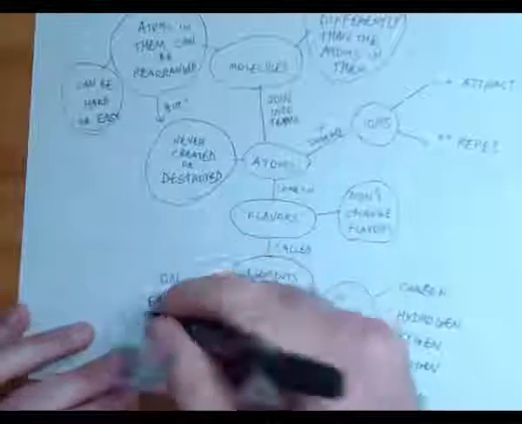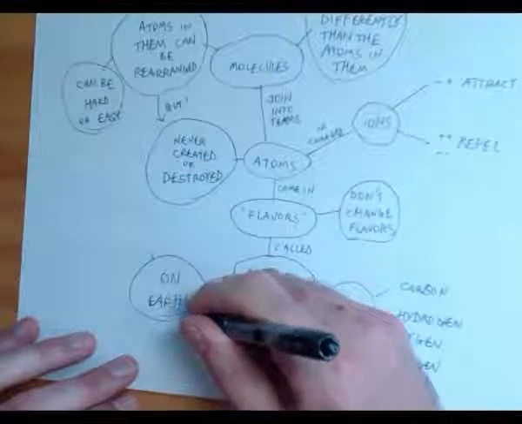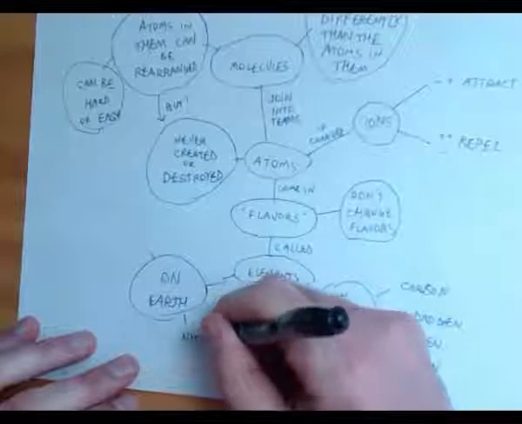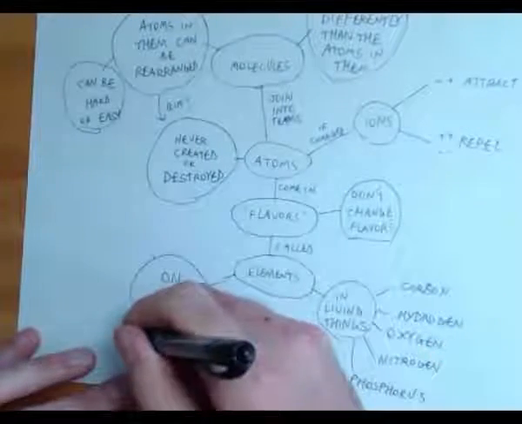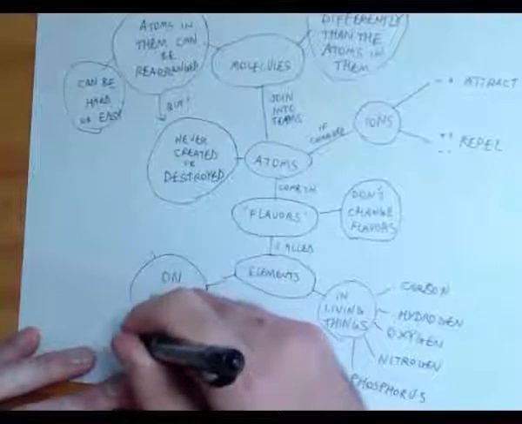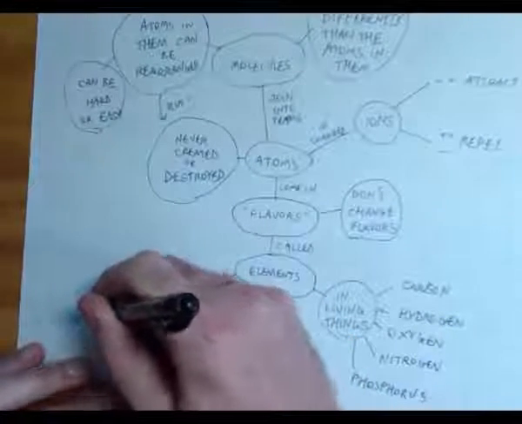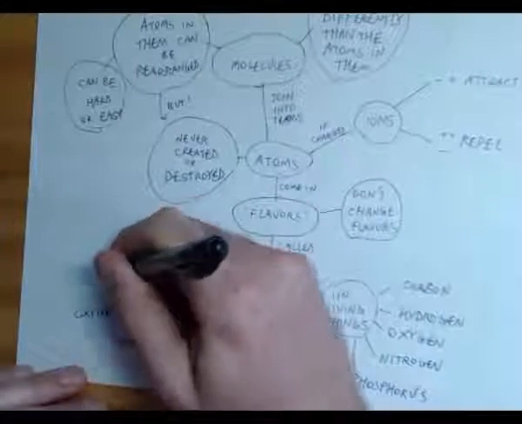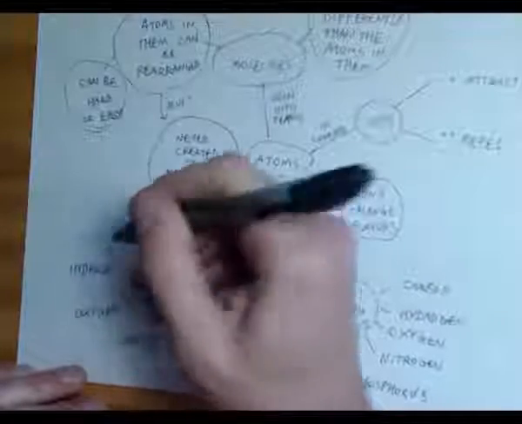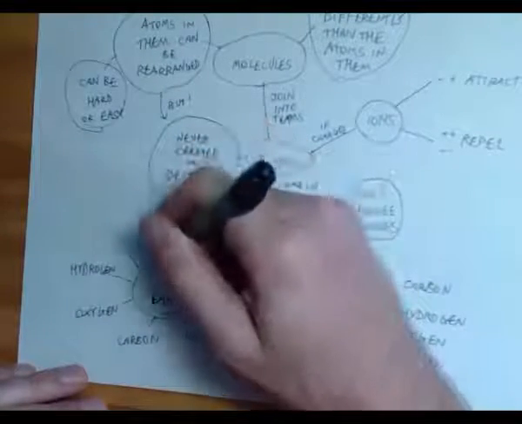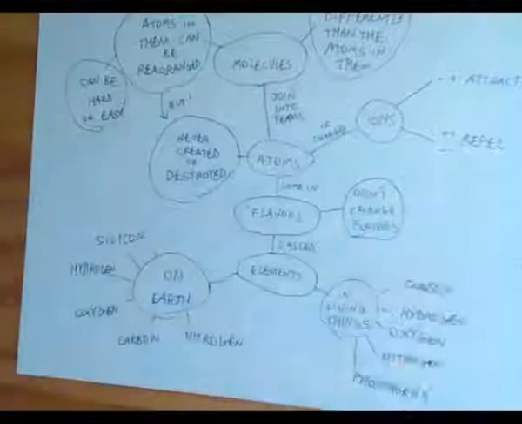The elements that are really common on Earth: you've got nitrogen in the air. You've got carbon and oxygen in the air. Oxygen's also in water. You could be writing those details down here, where they're found, if you wanted to do that. And then there's silicon in the Earth's crust.